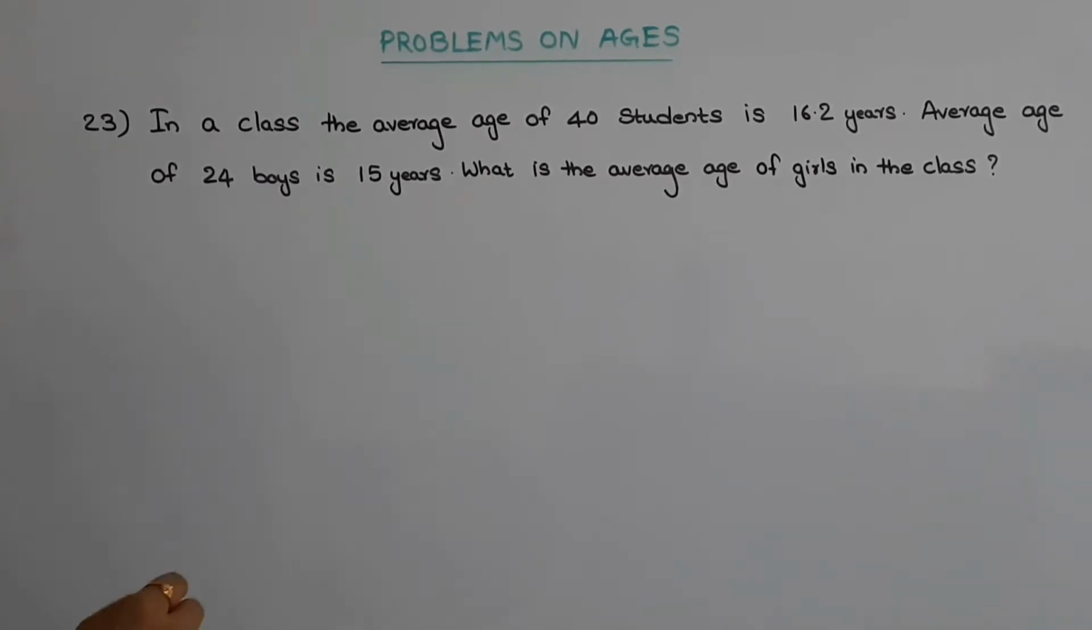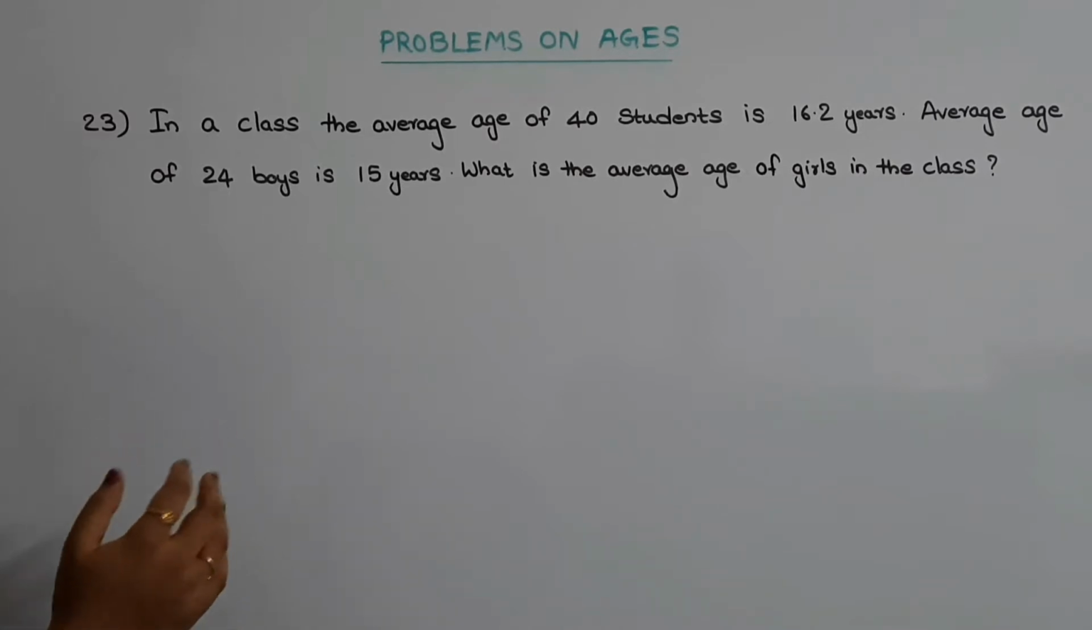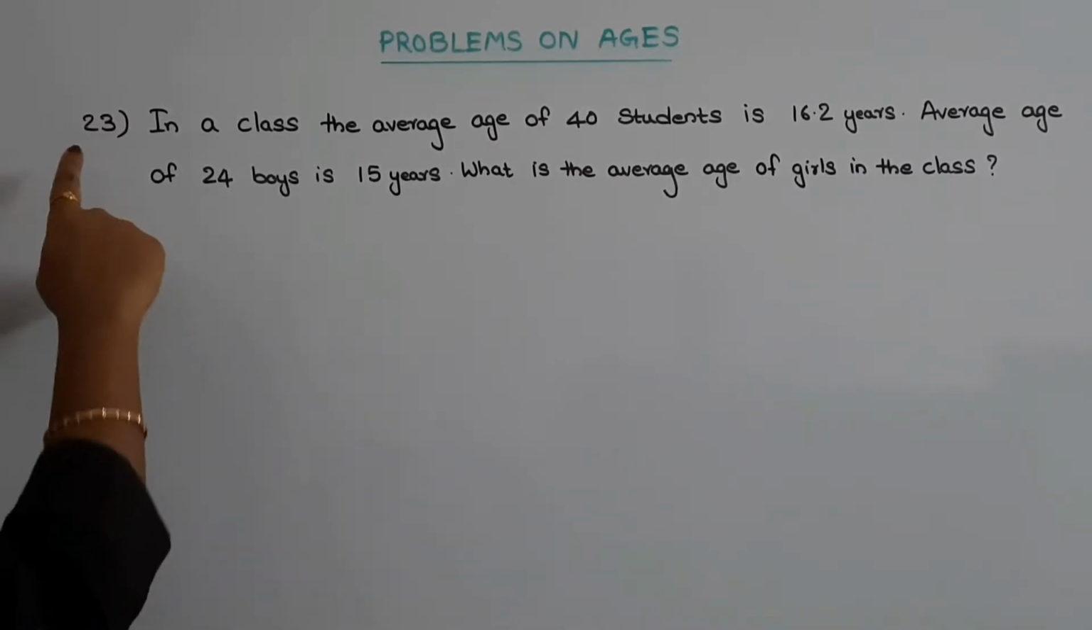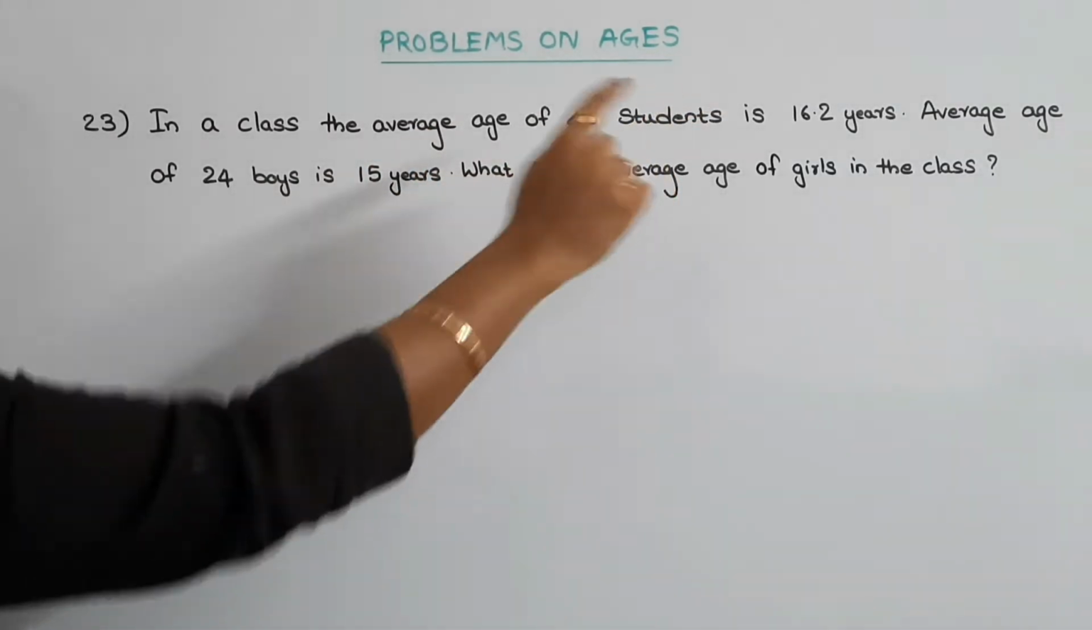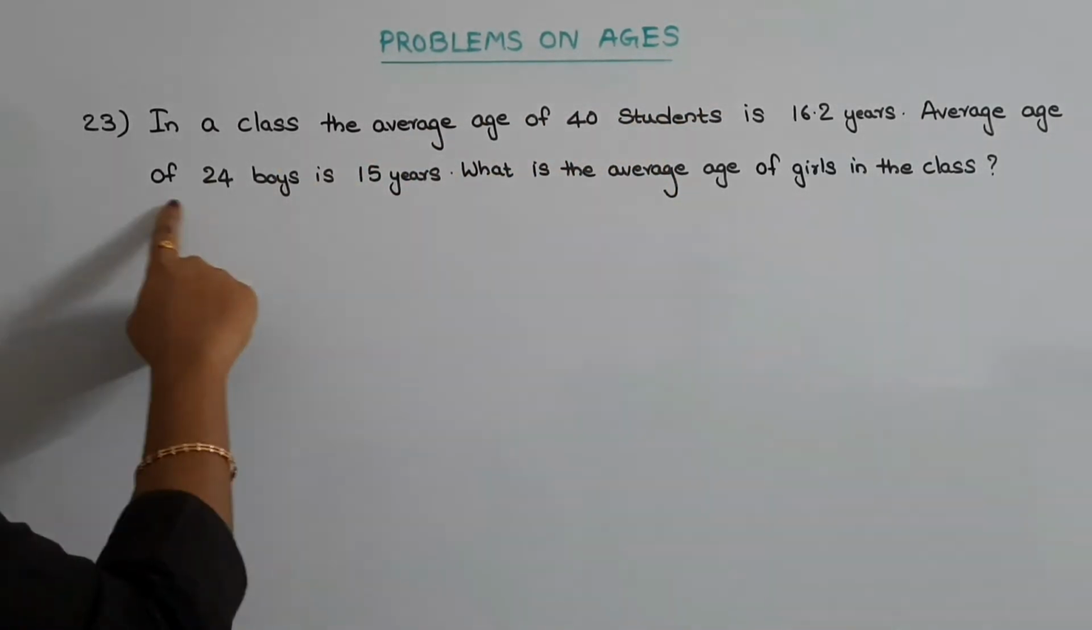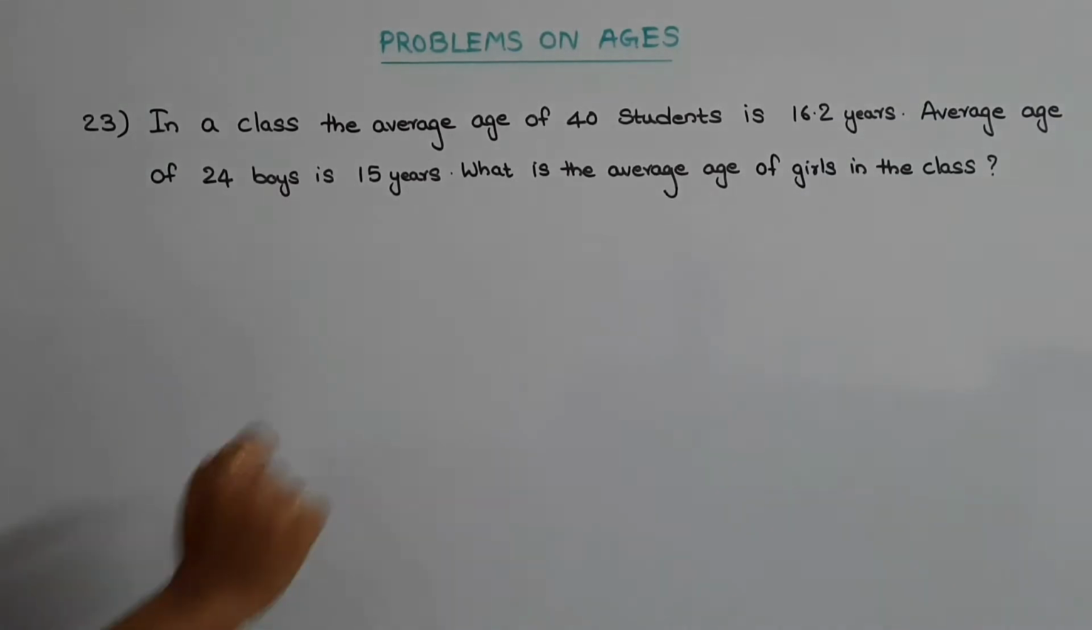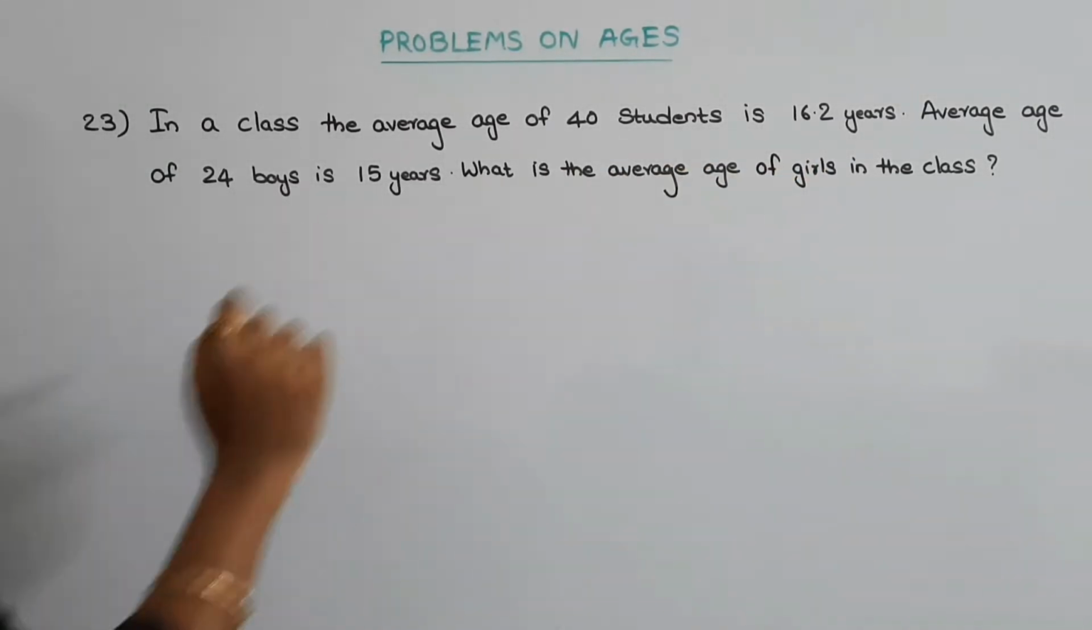In this episode, we will be solving problems on average ages. Okay, so let us go straight away to the questions. 23rd question is, in a class, the average age of 40 students is 16.2 years. Average age of 24 boys is 15 years. What is the average age of girls in the class?